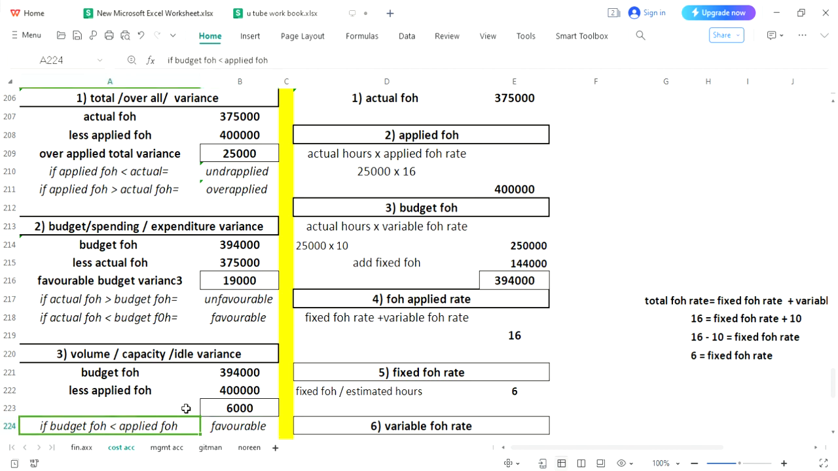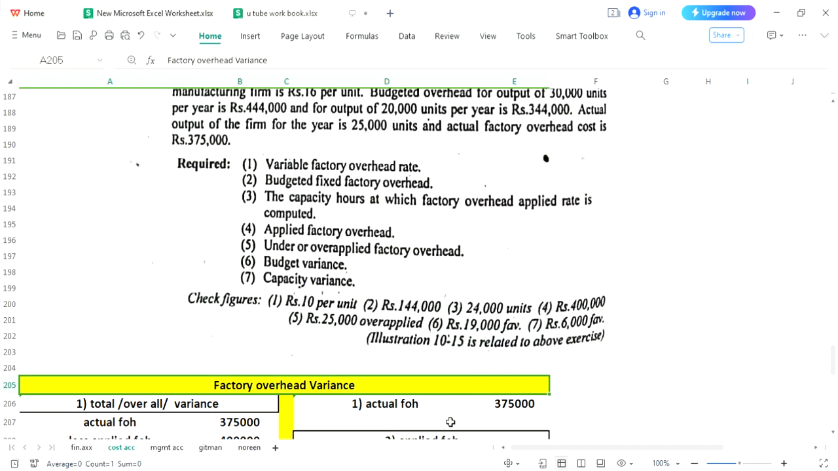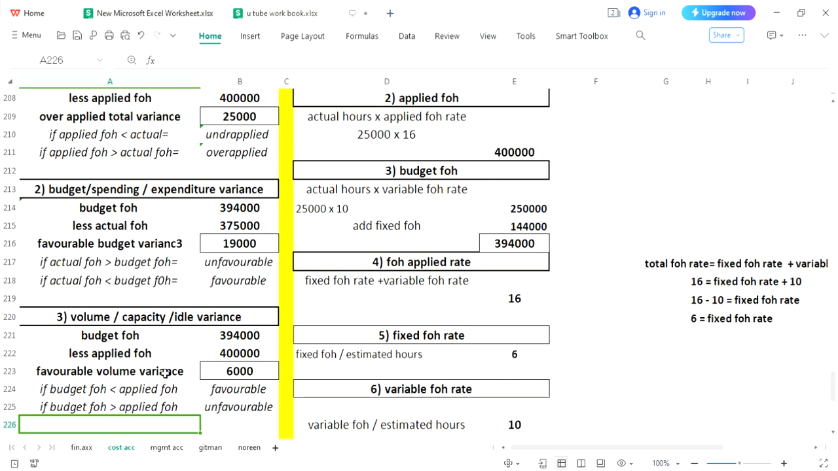It's time to conclude by putting attention upon budget. Your budget was 394, applied was 4 lakh. It means less budget you have to arrange. It's good news. So you will conclude as favorable volume variance, which is 6,000. Let's see in the question. 7 was capacity, 6,000 favorable, and we have calculated 6,000 favorable.